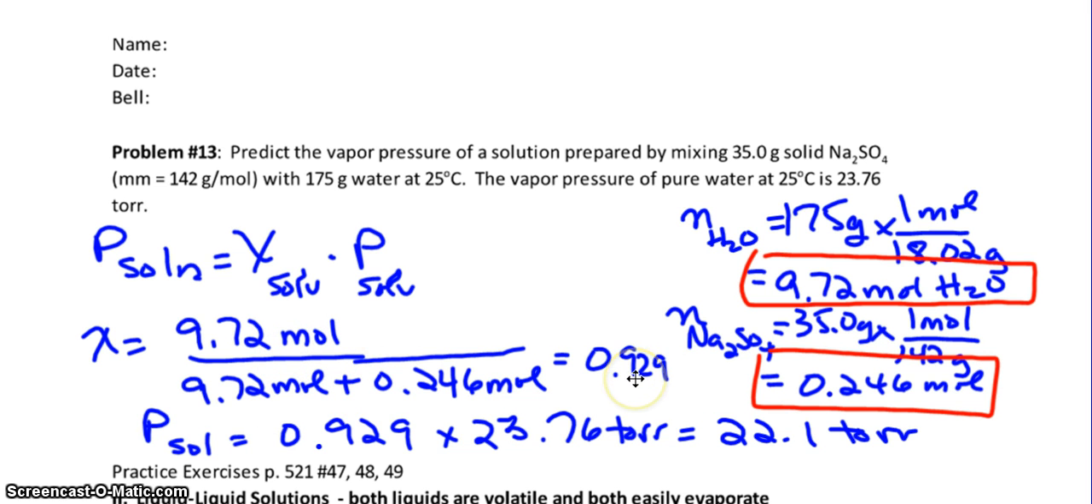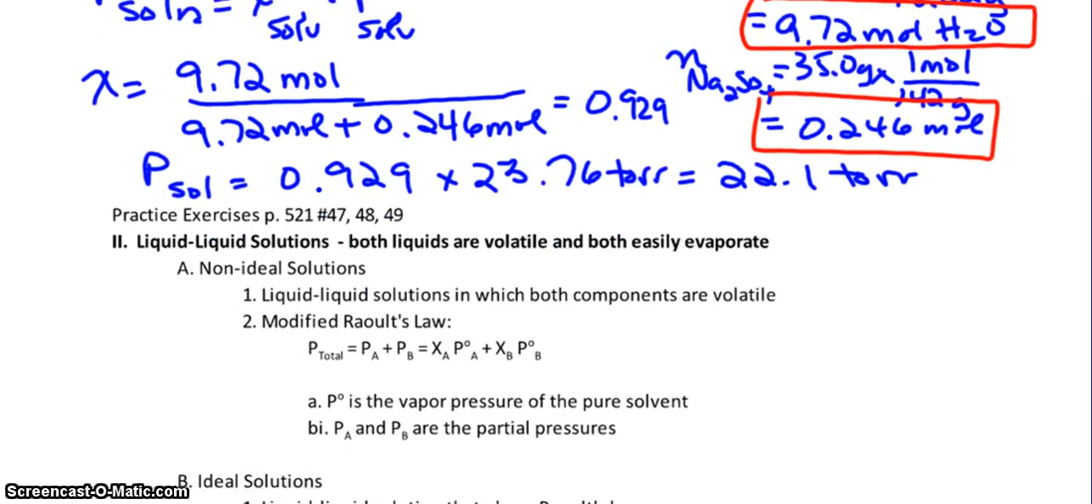Once again, this number is less than 1, which is a good thing, and there are no units. So plugging this into Raoult's law, we have P of the solution, here's my mole fraction, here is my vapor pressure of the pure solvent, so here is my final answer. Hopefully you did that right. Okay, let's see what happens next.